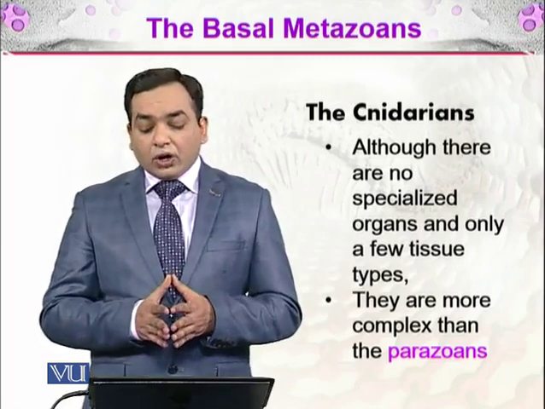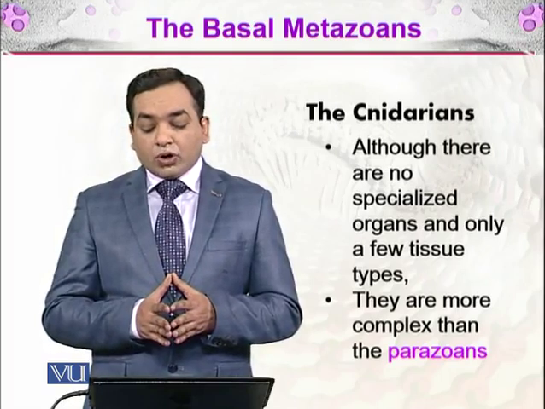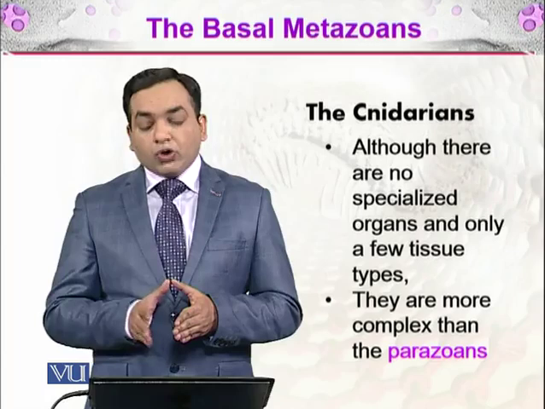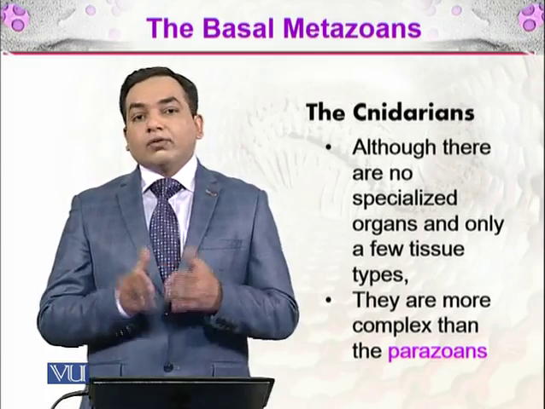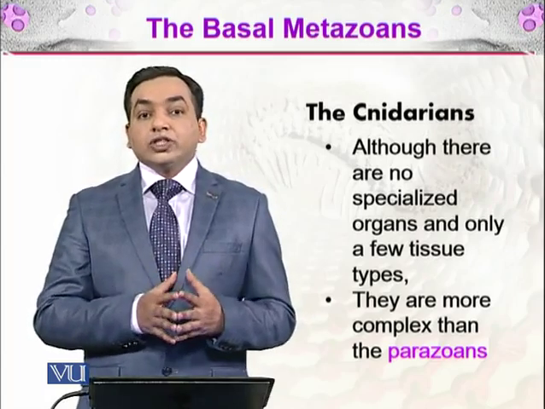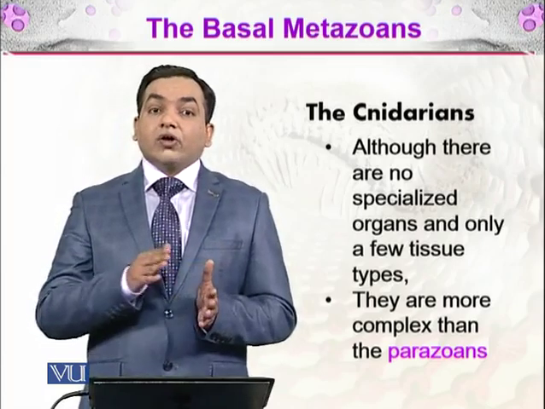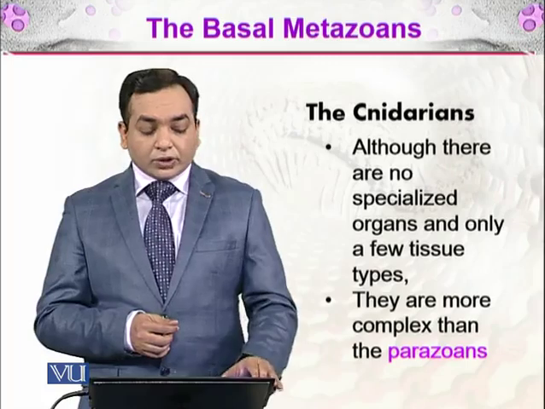So the cnidarians, although they have no specialized organs and only a few tissue types, are more complex than the parazoans. We have discussed the parazoans, the sponges. Even though they are the simplest among the eumetazoans, they are still more complex than the parazoans.